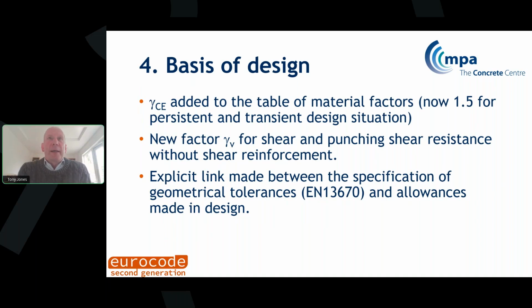Finally, in the basis of design, there's an explicit link made between the tolerances you're using, which you specify through EN 13670, and allowances made in design. So that opens up the opportunity in a transparent way that if you are specifying higher degrees of tolerances, you may then make different allowances in design. This was always an issue with, say, for example, cores in tall buildings and things like that.